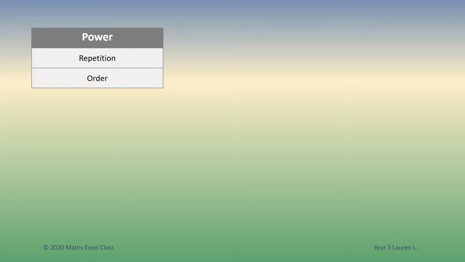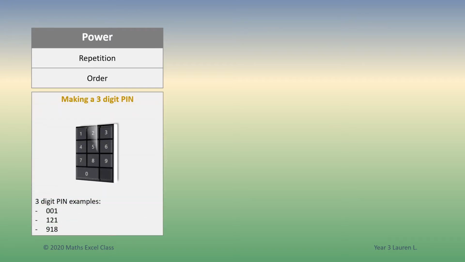Power, first of all, has repetition and order matters. We could use this example by making a 3-digit pin, and those 3-digit pin examples could be 001, 121 and 918. Now, you can repeat, but you don't necessarily have to.